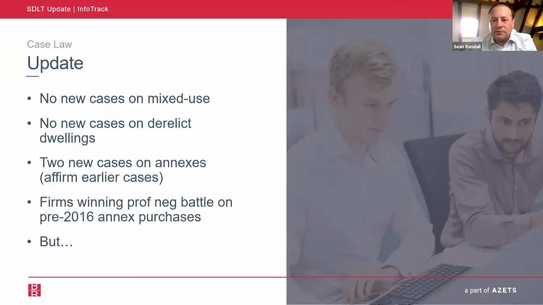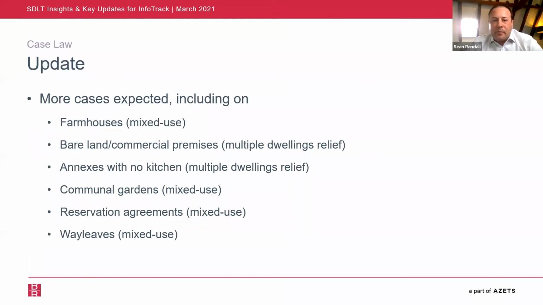But the but is that there are more cases coming. So there's quite a pipeline, I understand, and that pipeline is going to spit out quite a few cases over the next month or 2, as I understand. So I'm expecting cases on more farmhouses, both appeals in the 4 cases I mentioned, but also new cases on farmhouses and agricultural properties in the context of mixed use.